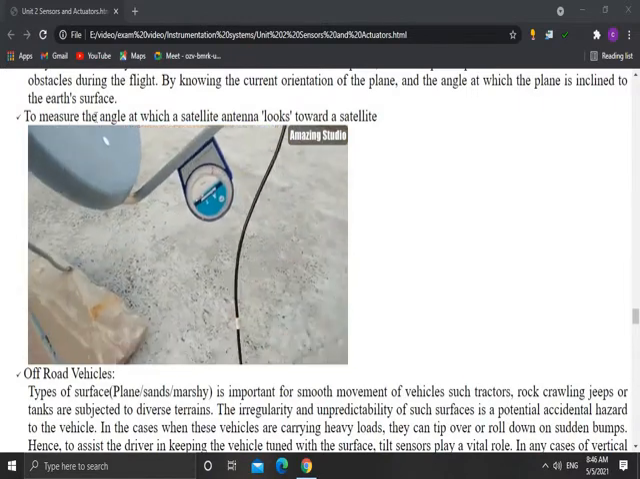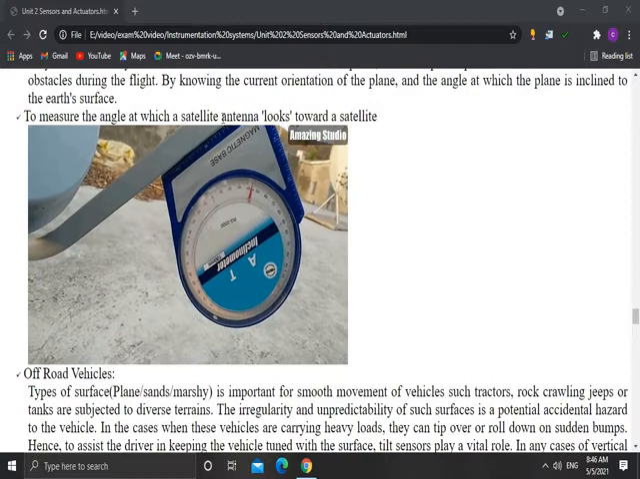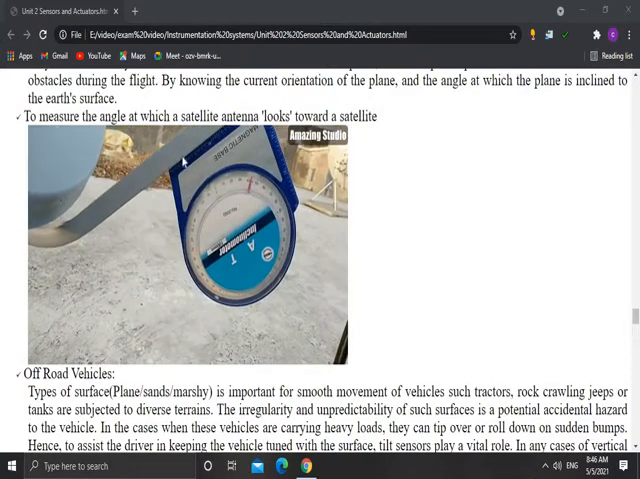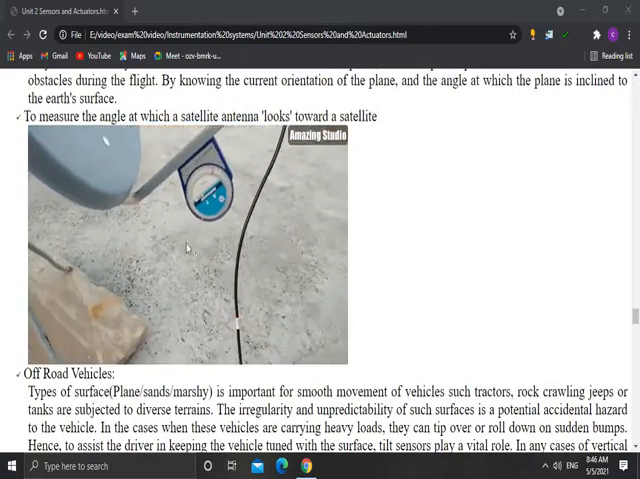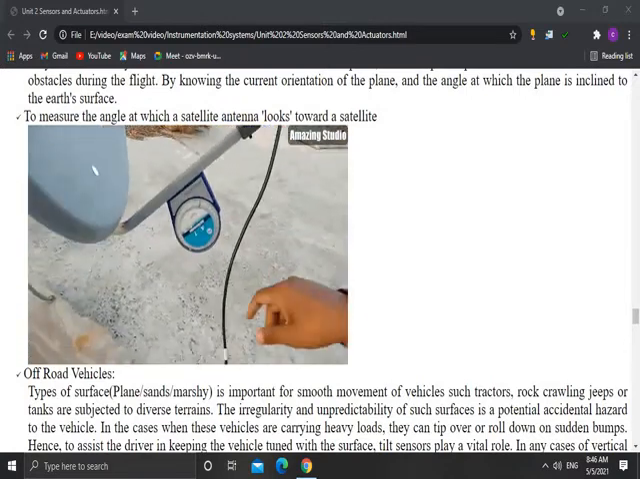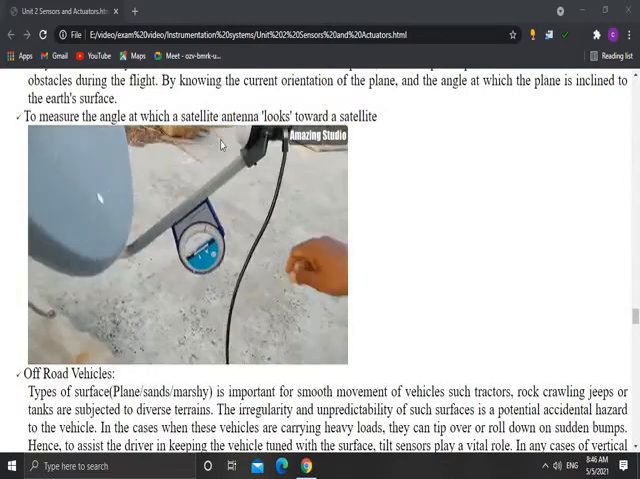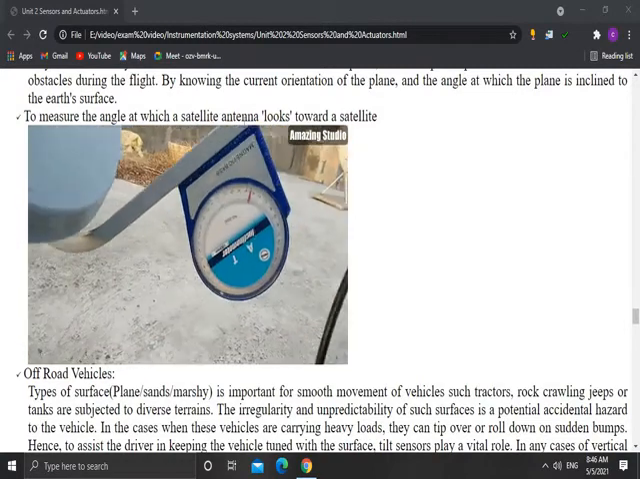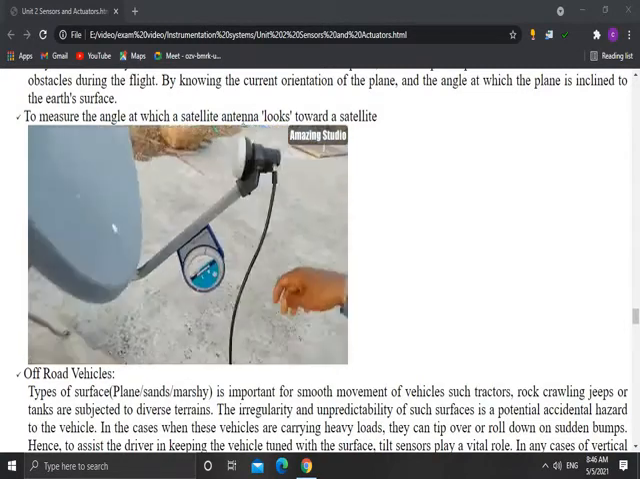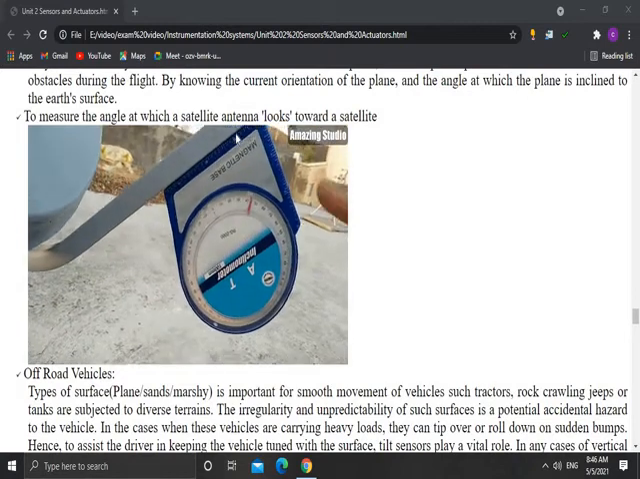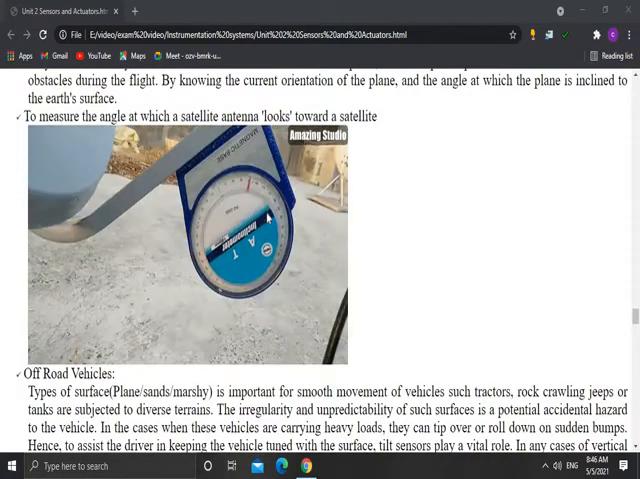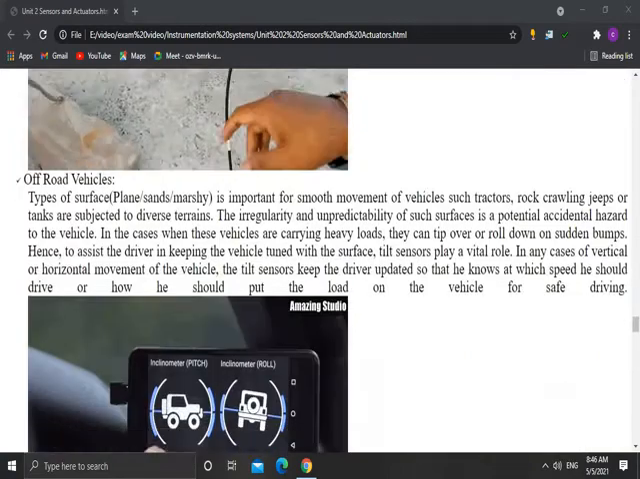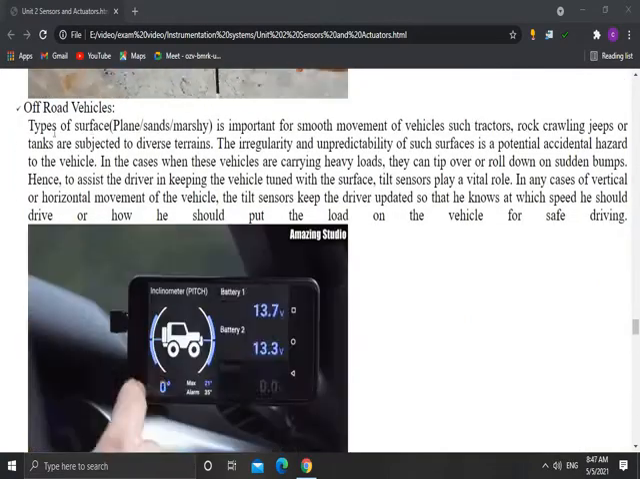Similarly, it is used to measure the angle at which a satellite antenna looks towards the satellite. In this example, you can see if we want to set the dish antenna, then we need to know the angle of inclination of this satellite antenna towards the satellite. To know the exact angle, we use an inclinometer. Off-road vehicles.